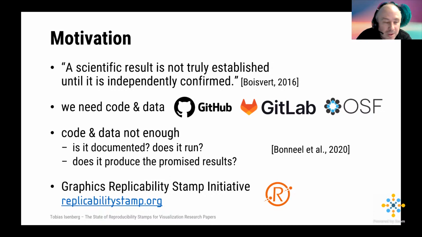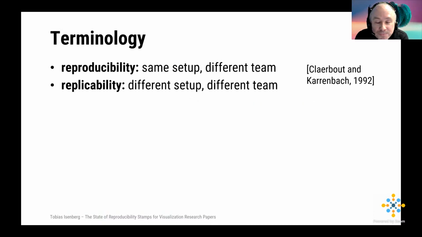But before I talk about that, I want to quickly mention terminology. So when this whole discussion came up, people initially defined reproducibility as a different team using the same setup as the initial group to check what's going on. And replicability, that same different team, but with a different setup. So essentially for us, that would mean to re-implement everything.